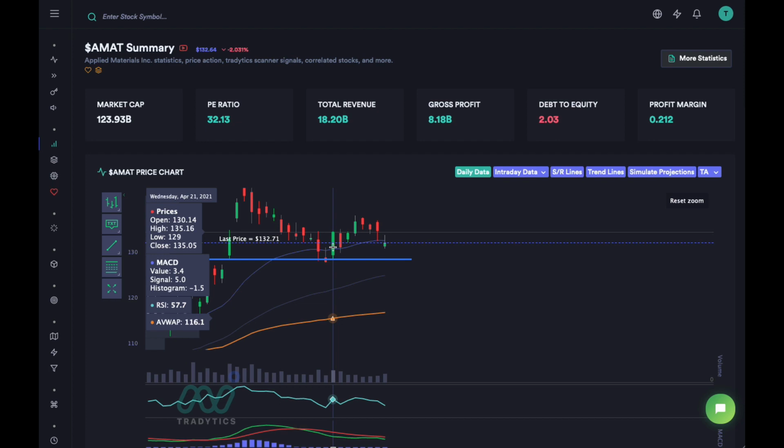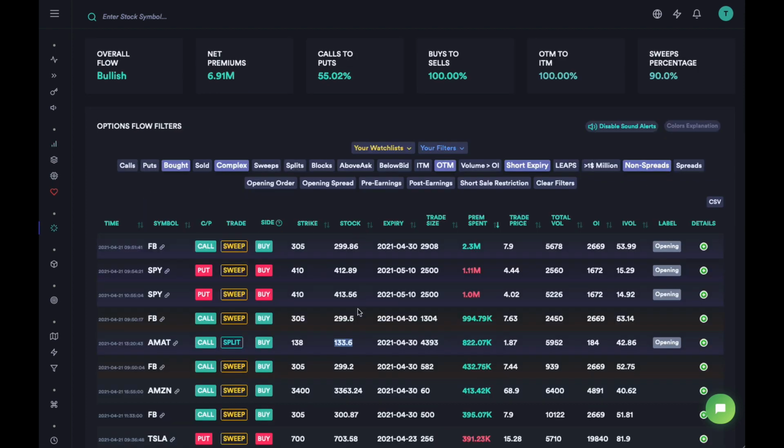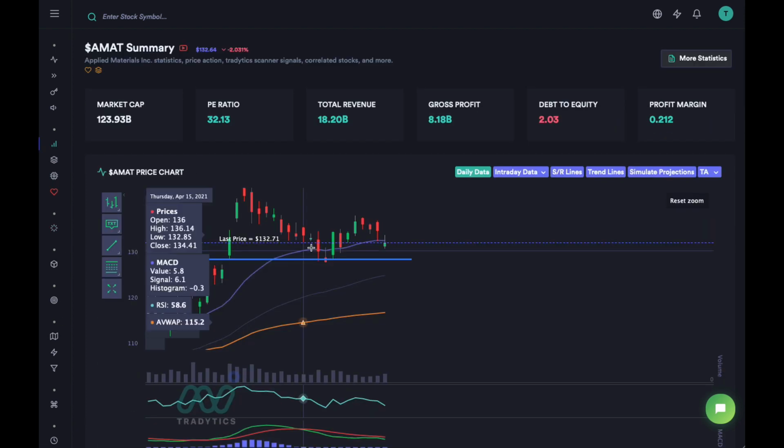Now we are above the 20 moving average. We are officially in a short-term uptrend as well. So somewhere in the middle of this candle is going to be the 133 level. We had some flow for 138. Let's see, we enter here. In a few days we actually reach, look at the high of this candle.